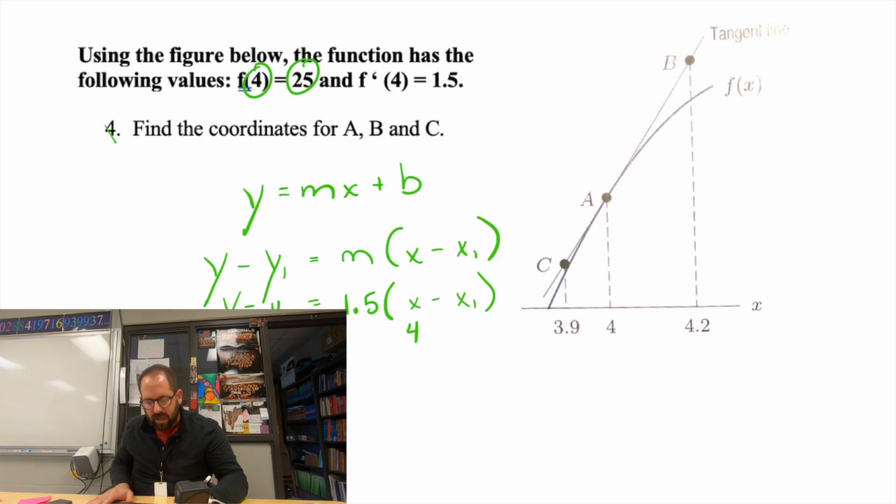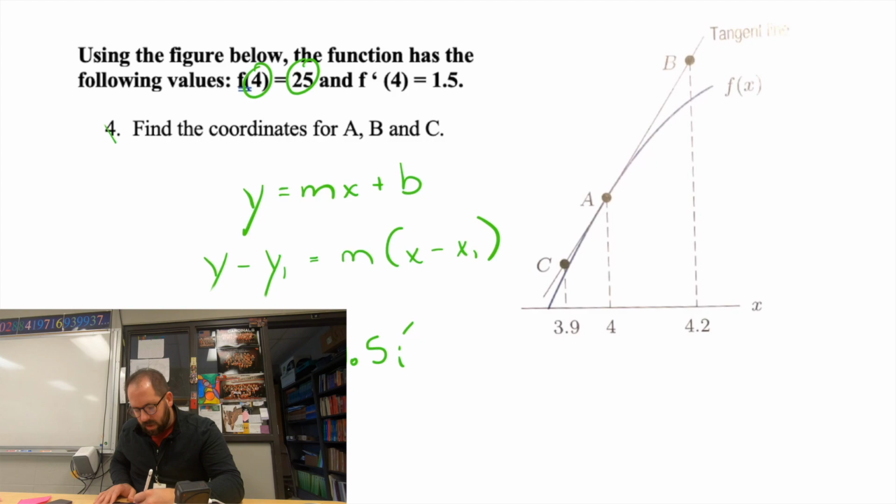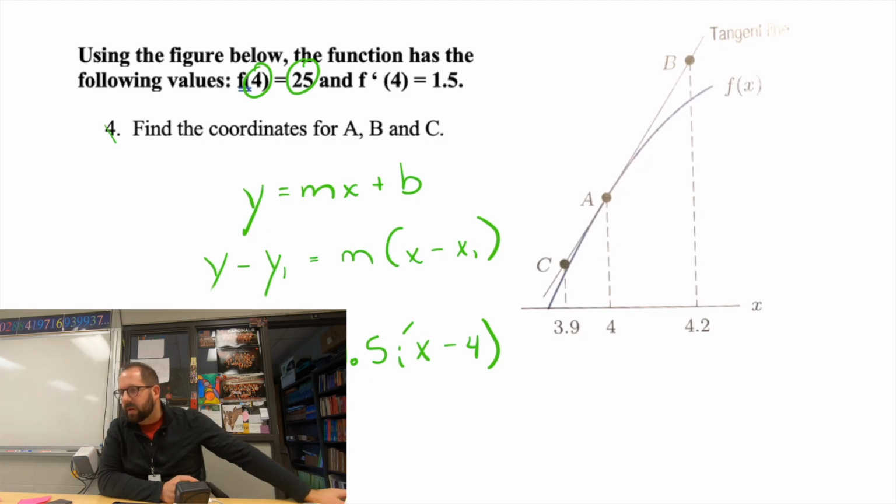Now, I'm going to show you kind of what I'm talking about here. Let me get rid of this. I don't like the way that I wrote that. So, I'm going to plug in my slope of 1.5. All right, my coordinate was 4 and 25. I want to plug those numbers in so you can see where they need to go. They need to go in those spots on the y and the x side. Okay.